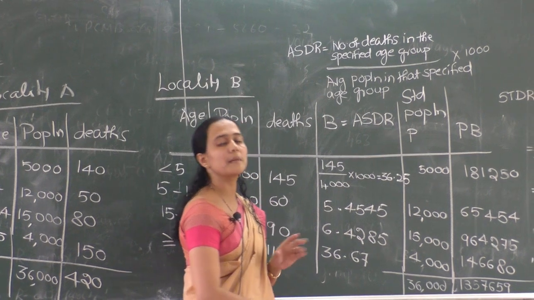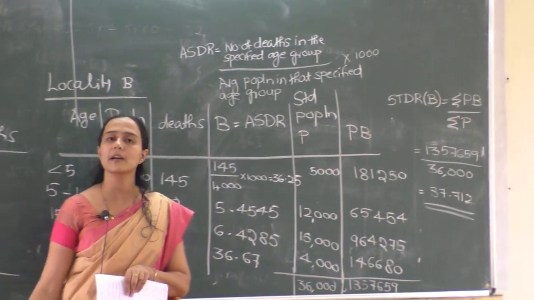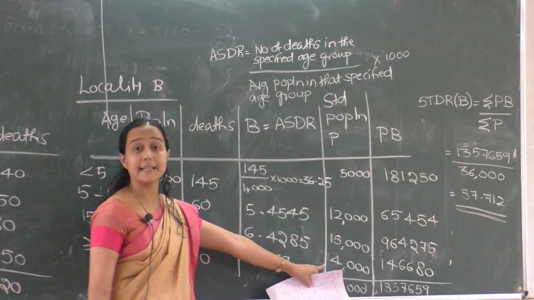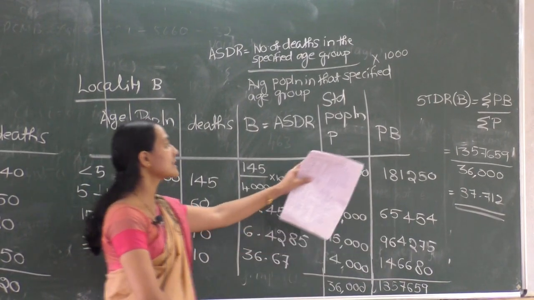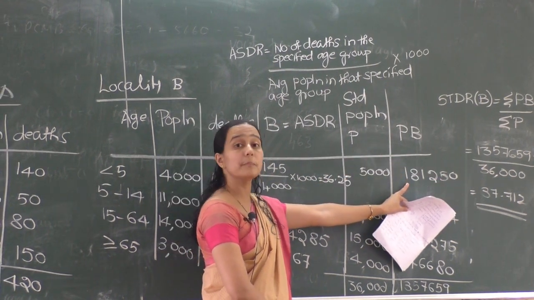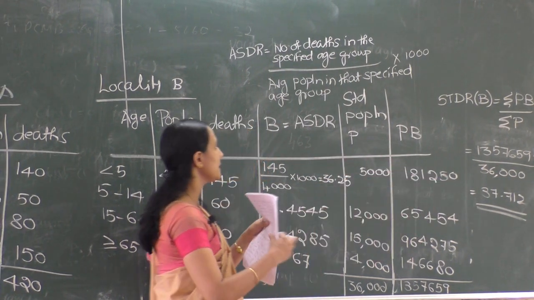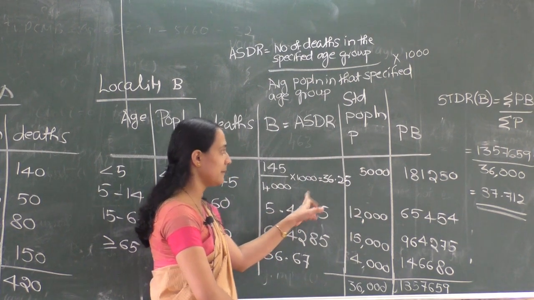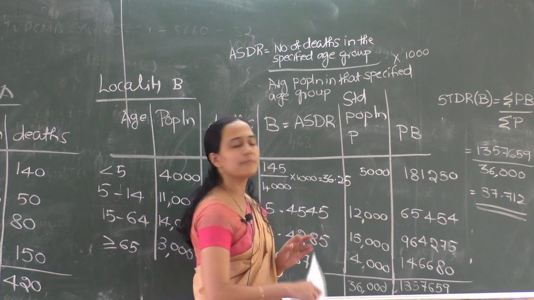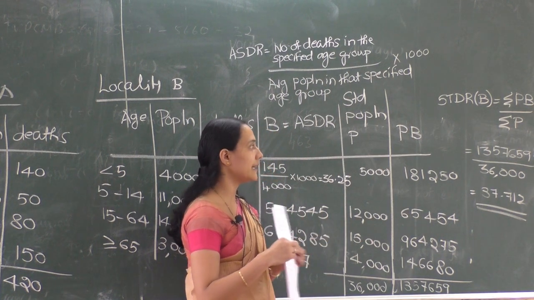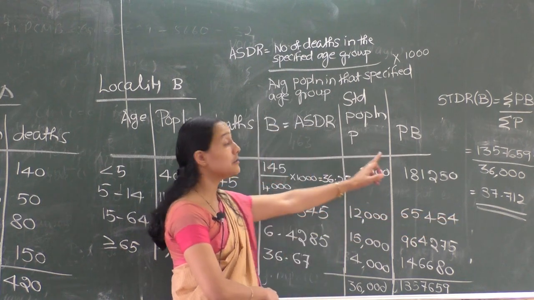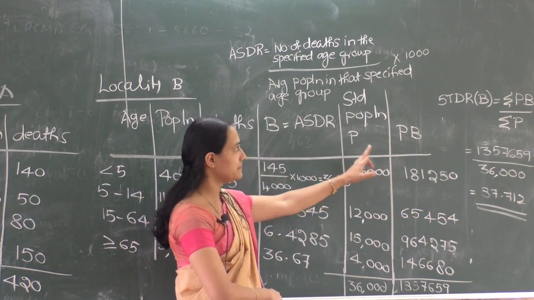Next, standard population. Standard population is locality A population. Locality A population I wrote like this, that is actually the standard population. So standard population is denoted by capital P. Next, last column for P into B. P into B means this column into this column. The answers are this one. Next, find the total. STDR of B is sigma PB divided by sigma P. Answer is 37.712. Into 1000 is not there, remember.